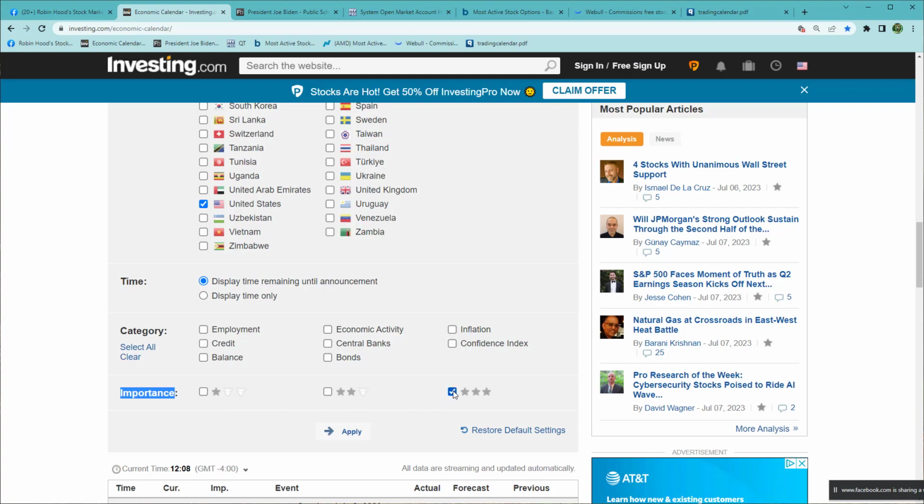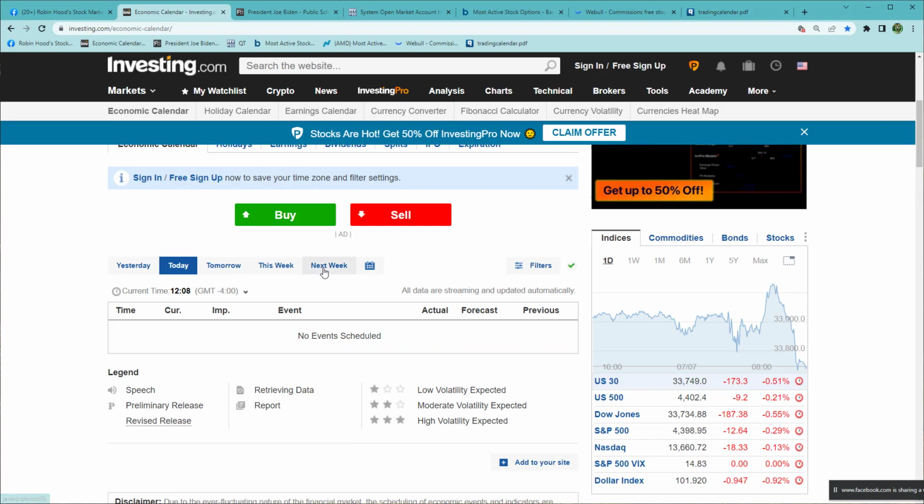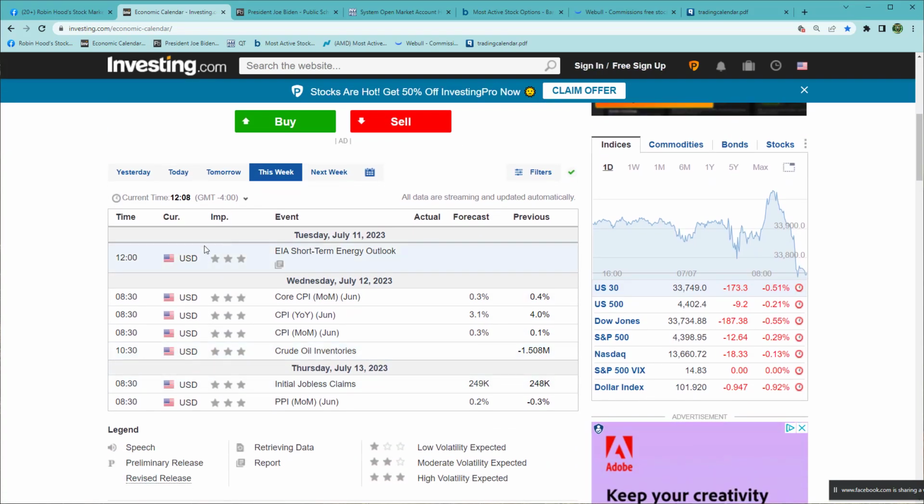We want to put a check mark under 3 stars, because what we're telling this system is to pull everything that will have the biggest impact on the United States stock market. When we click apply, it'll automatically refresh, and then we want to click on this week so we can look ahead for this week. I'll show you how this works to our advantage.